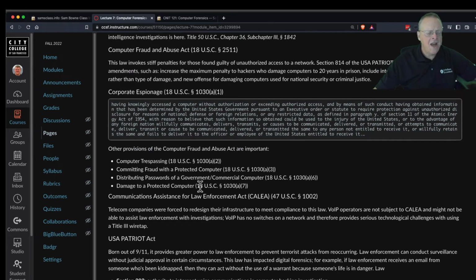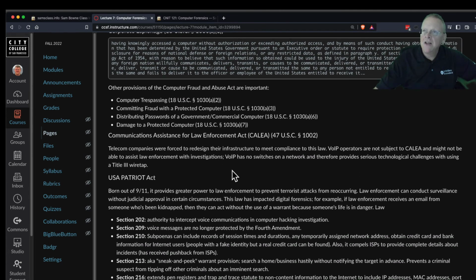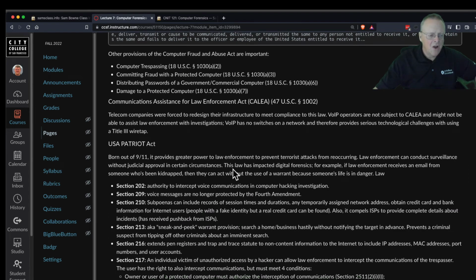Then there's the Espionage Act, and a bunch of other versions of the computer parts of this. Trespassing, committing fraud, distributing passwords, damaging a computer. All these are related crimes. All right. And then CALEA. CALEA is a big one. CALEA is what lets wiretaps happen.